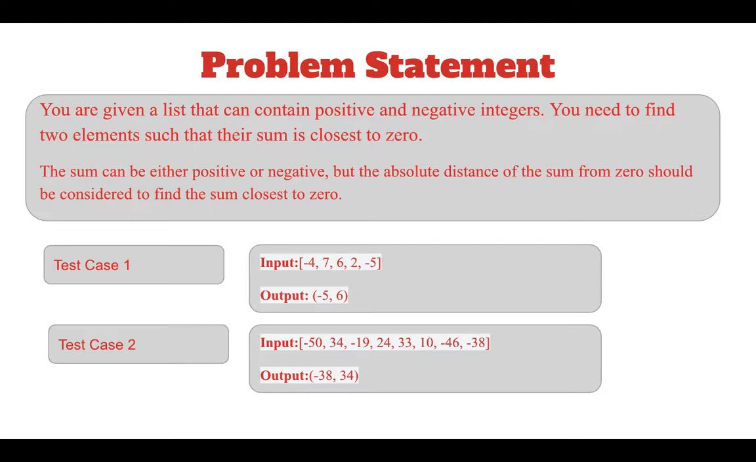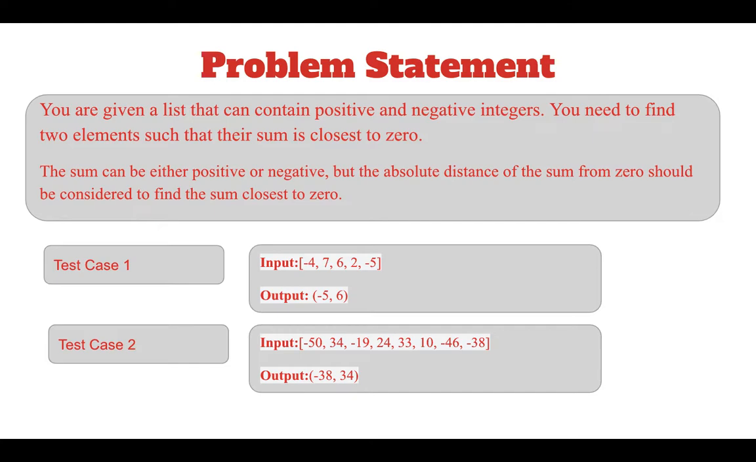The problem statement. In this, you have been given a list that contains both positive and negative integers. You need to find two elements such that their sum is closest to 0. The sum can either be positive or negative, but the absolute distance of the sum from 0 should be considered to find the sum closest to 0.